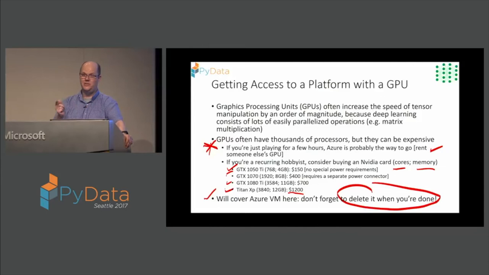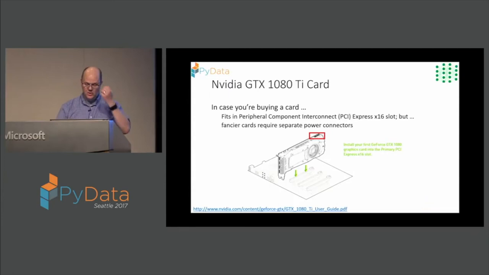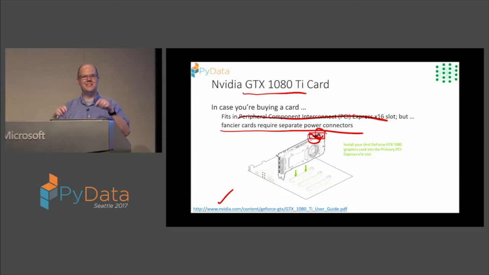All right, so if you are going to install your own card, for example, go down and buy one of these for like $700. This fits, again, in the PCI slot. Here's a link to the user guide. For the card that you're considering, you probably should look at the user guide before and open up your machine and look before you go purchase. But keep in mind, again, fancier cards require extra power slots. So here, it requires not only one, but two different power connectors, an 8-pin and a 6-pin connector. Just something to keep in mind.